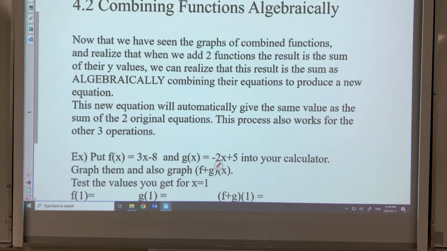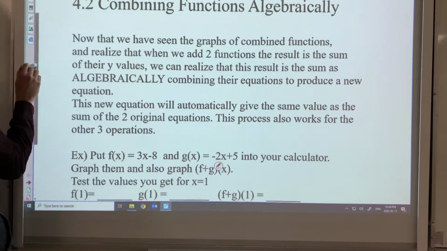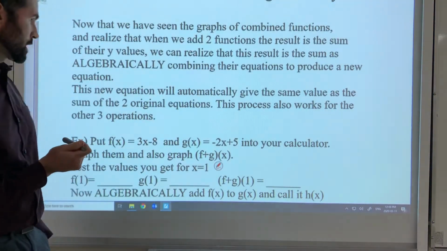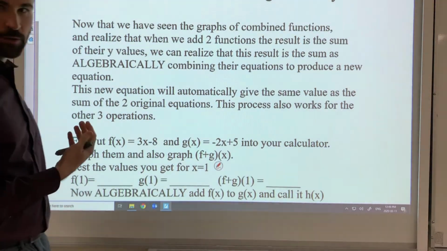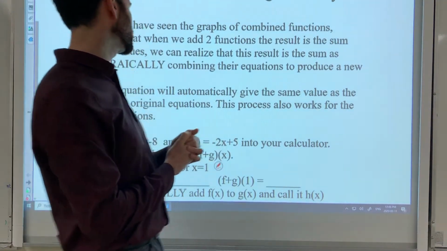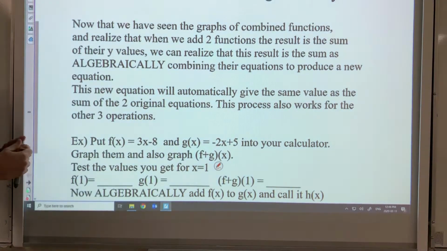All right, here we are, 2020 again, and we're doing 4.2, combining functions algebraically. So yesterday we looked at what happened when we combined functions graphically. We noticed that if you're adding, then you're adding the y values. If you're subtracting them, you're subtracting the y values. So now we're just going to do that all algebraically.